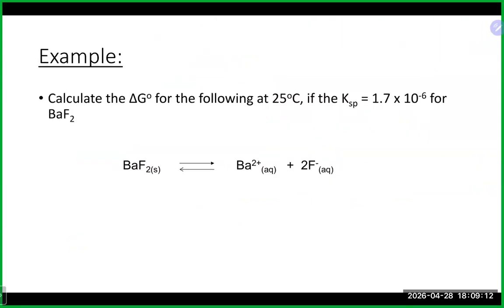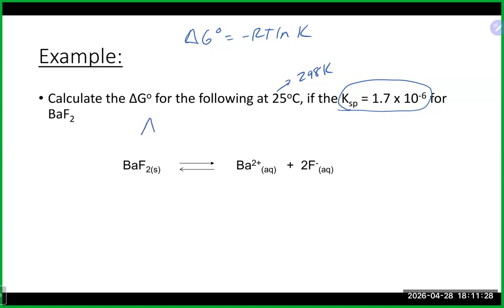Calculate the delta G naught for the following. Okay, so looking at this one again, we're given the equilibrium constant. So again, the same sort of formula would be probably our best choice there. And at this point here, we convert that into 298 Kelvin by adding 273.